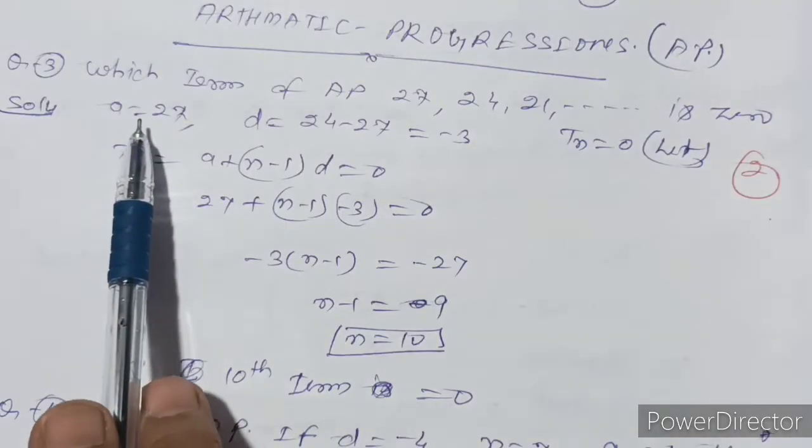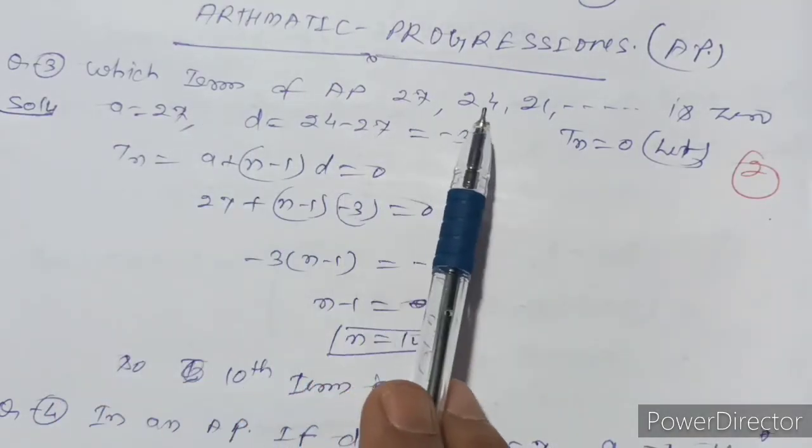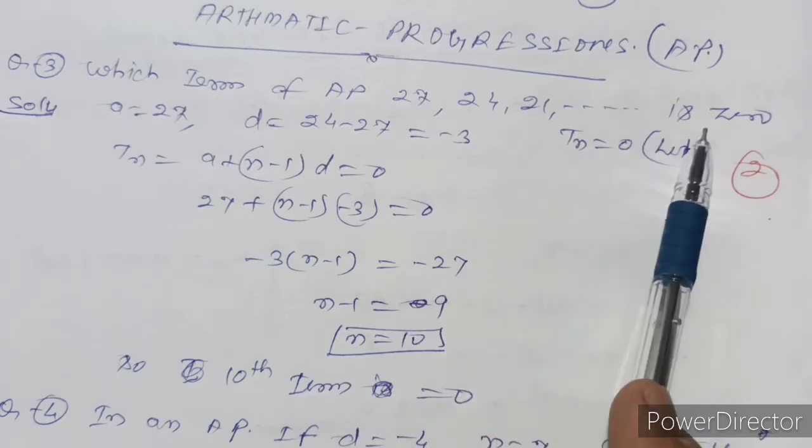In question number 3, which term of the AP 27, 24, 21 is zero?